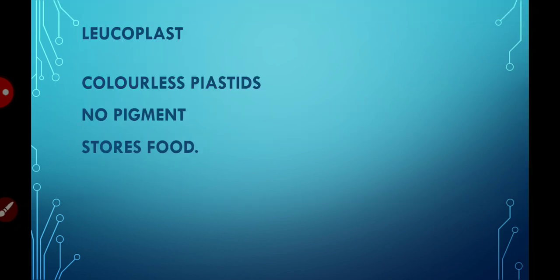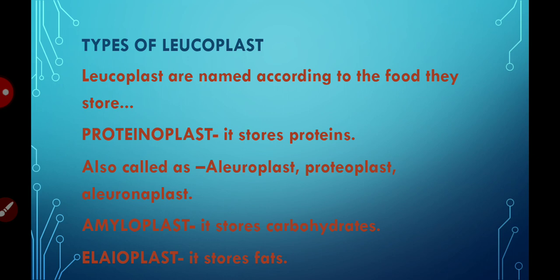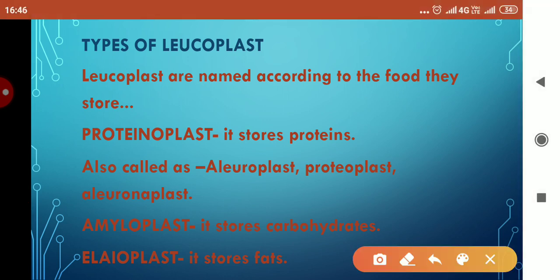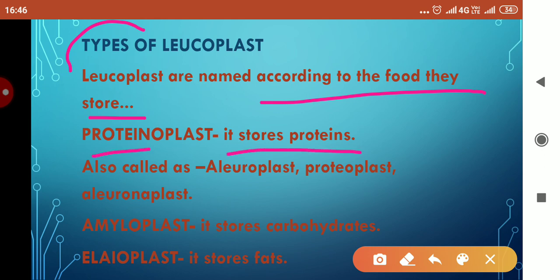Leucoplast is a colorless plastid, no pigment, and it stores food. Now, types of leucoplast. Leucoplasts are named according to the food they store. Actually, the types, or we can say the forms of leucoplast. If it stores proteins, it is called proteinoplast. It is also called aleuroplast, proteoplast, or aleuronoplast.